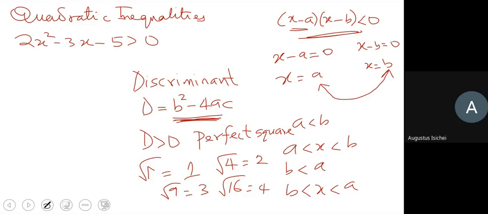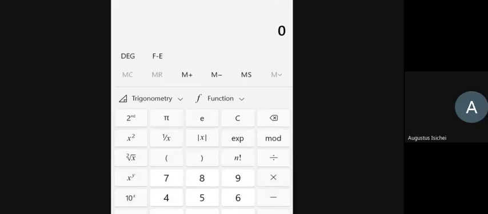I want to show you guys my calculator so that I can explain that perfect square and then we'll continue solving that problem. Can you see my calculator? Good. So this is my screen calculator.